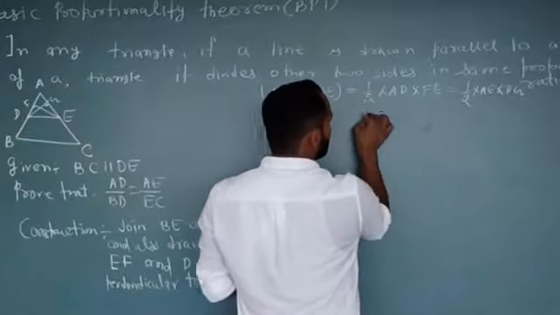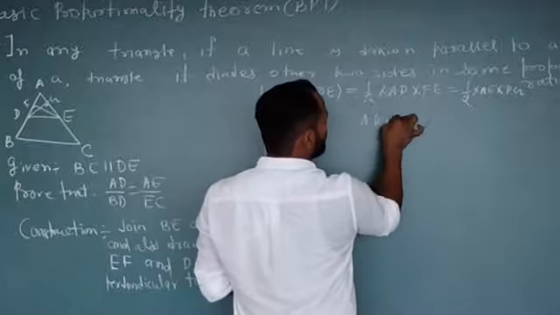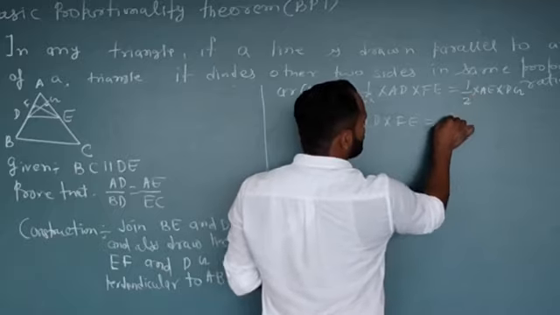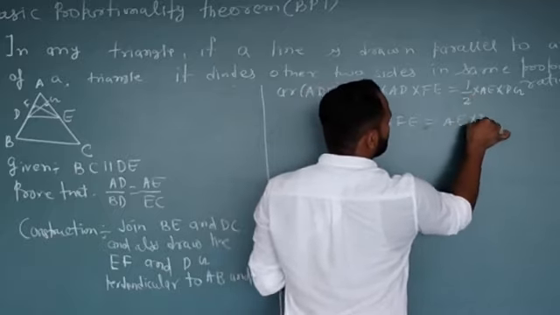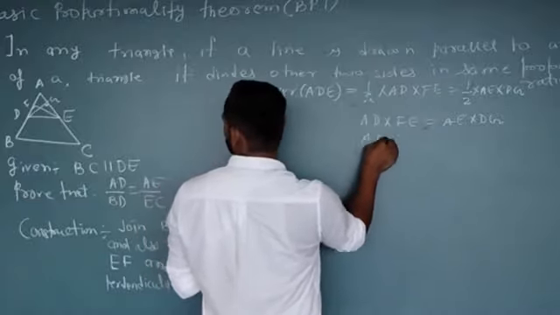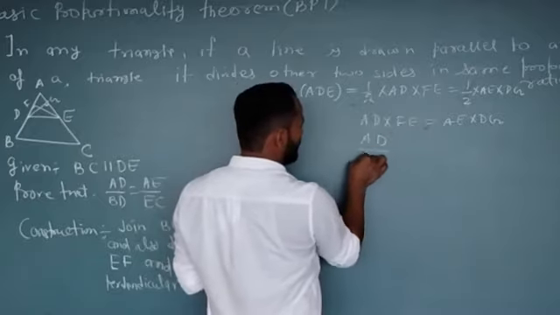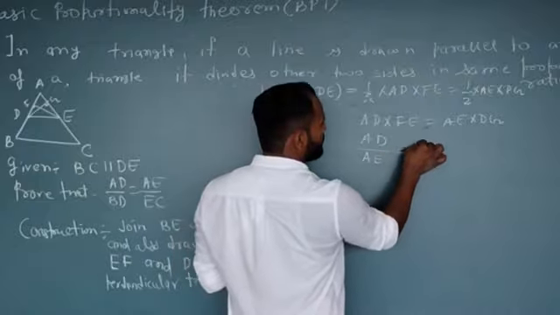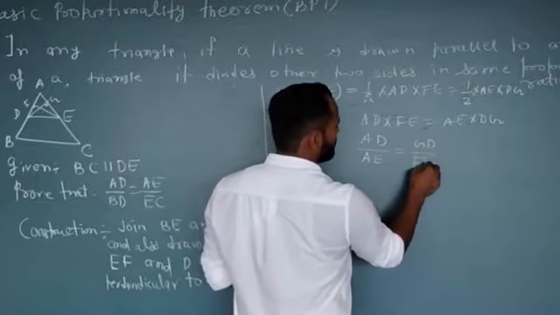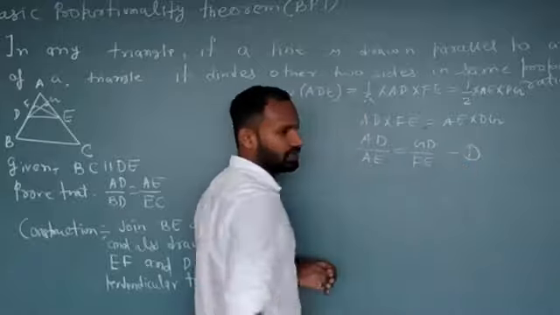So you can write AD into FE is equal to AE into DG. So from there we can write AD upon AE is equal to DG upon FE. This is our first equation.